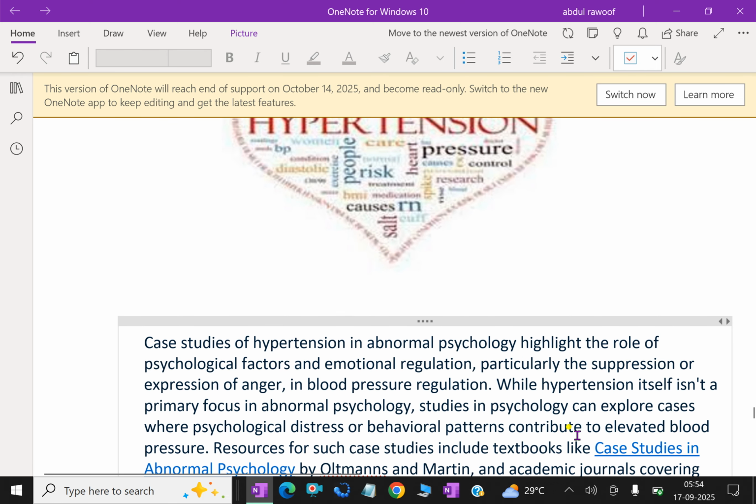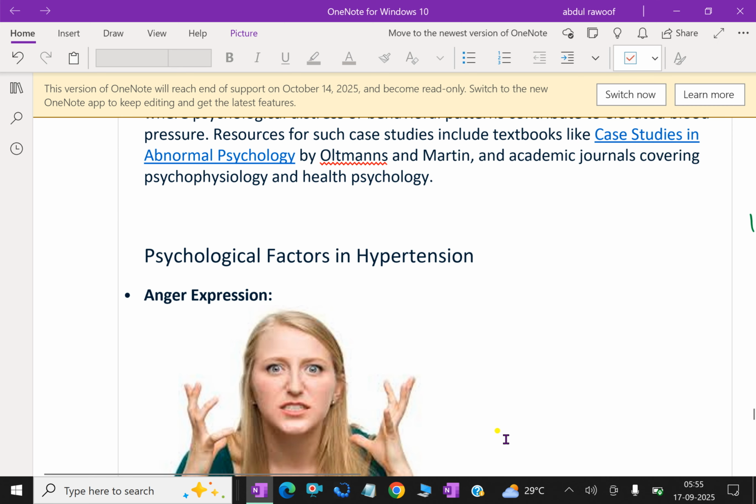The case studies of hypertension in abnormal psychology highlight the role of psychological factors and emotional regulation, particularly the suppression and expression of anger in blood pressure regulation. While hypertension itself is not a primary focus in abnormal psychology, studies in psychology can explore cases where psychological distress or behavioral patterns contribute to elevated blood pressure. Resources for such case studies include textbooks like Case Studies in Abnormal Psychology.